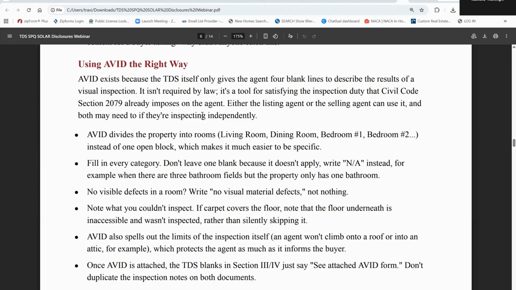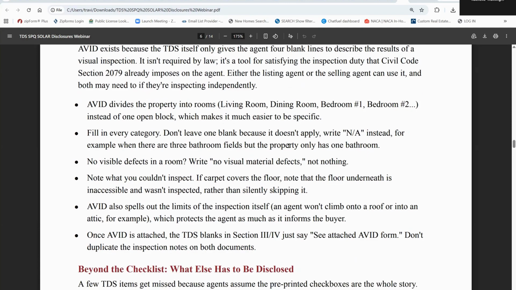So use the AVID for your agent visual inspection, attach it to your TDS. Either the listing agent or the selling agent can use it, and both may need to if they're inspecting independently. The AVID divides the property into rooms: living room, dining room, bedroom one, two, etc., instead of one open block, which makes it much easier to be specific, which is what we want to do when we're doing the AVID.